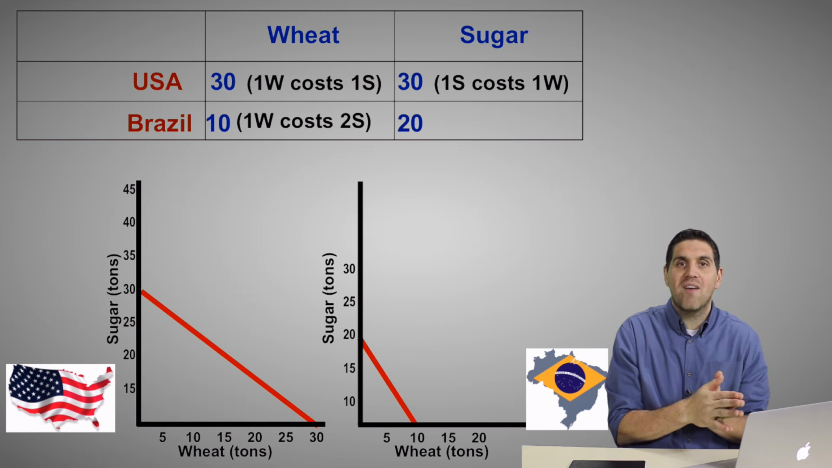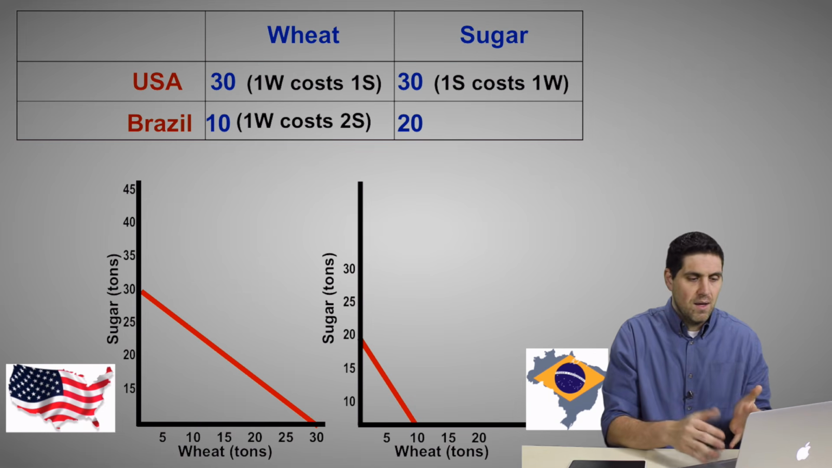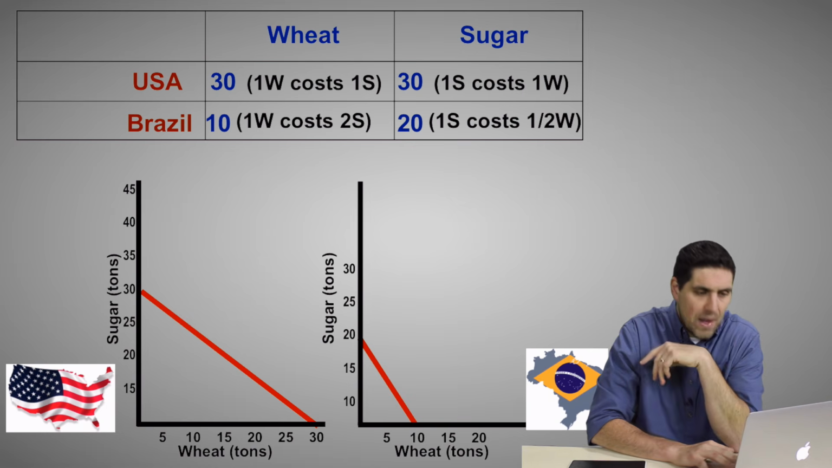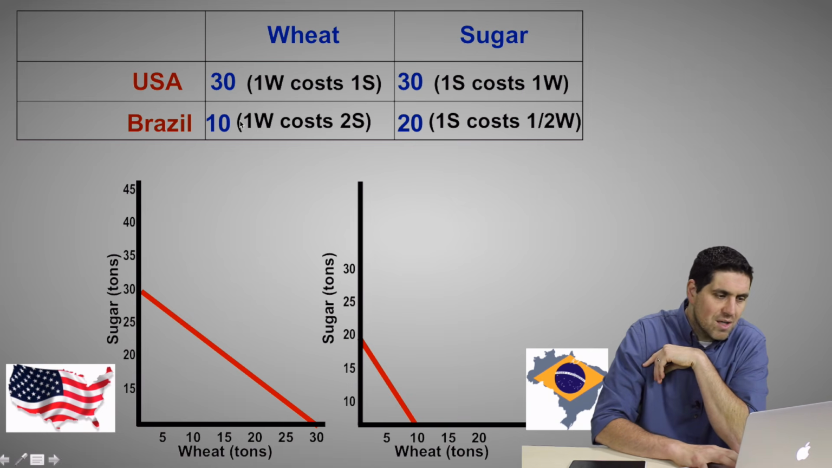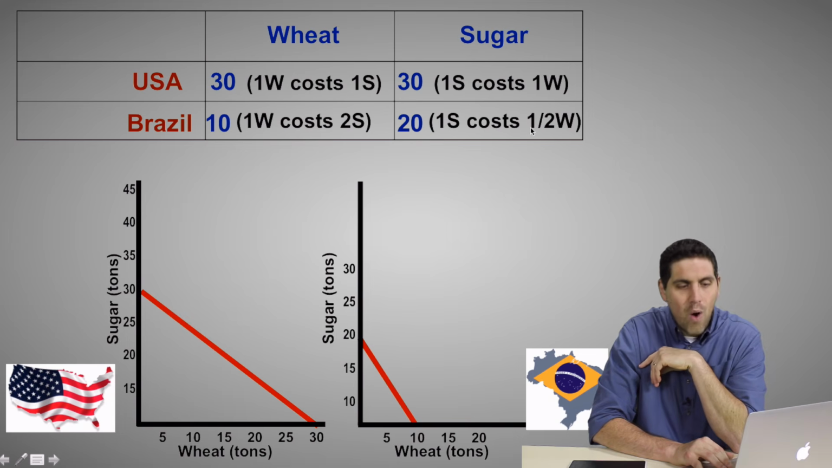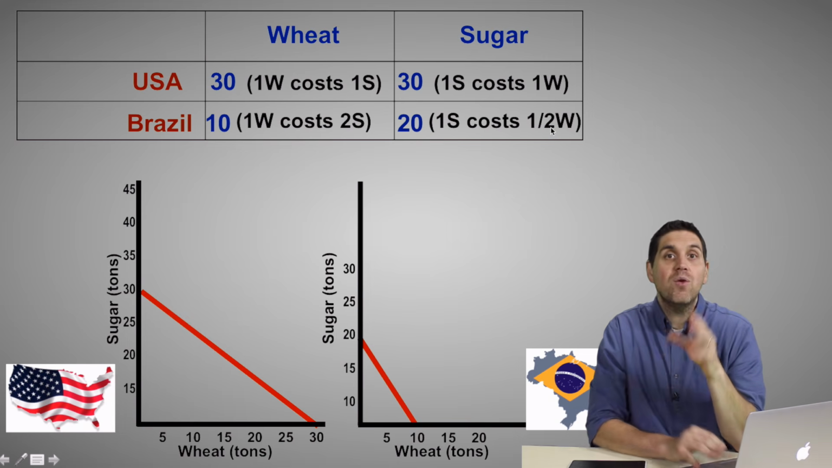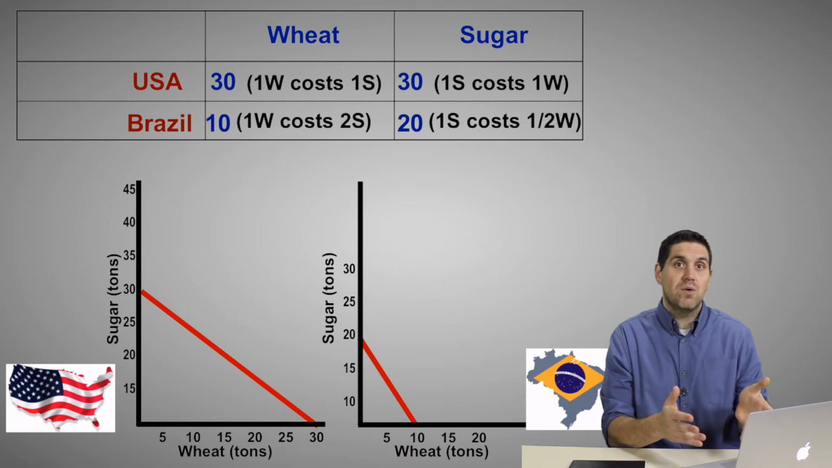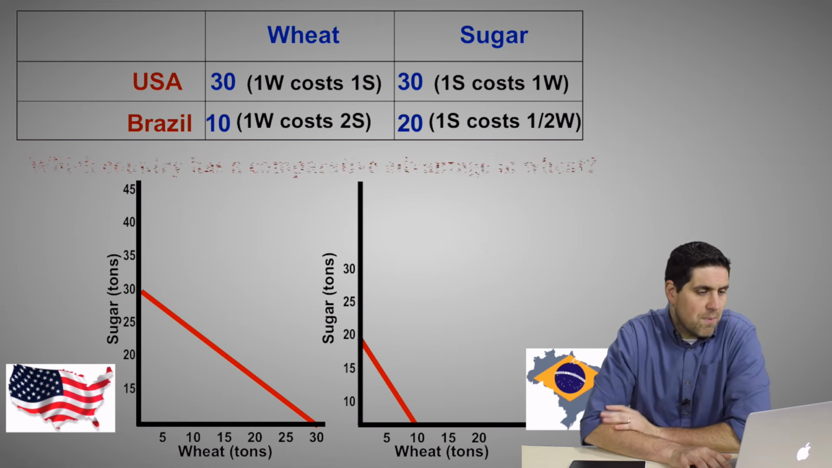It's 2 sugars they could have produced, but they can't produce it when they're producing wheat. And on the other side, each one of the sugar is the reciprocal, it's 1/2. So if they produce 20 sugar and they could be producing 10 wheat, well, each one of the sugar costs 1/2 a wheat they gave up. Now that we have this, we can figure out the comparative advantage because we can find out who has a lower opportunity cost. So which country should be producing the wheat?